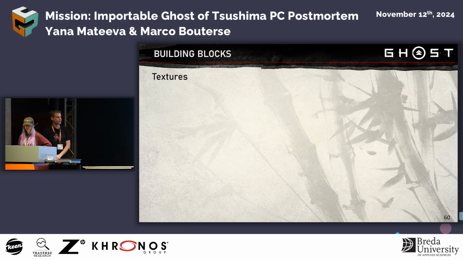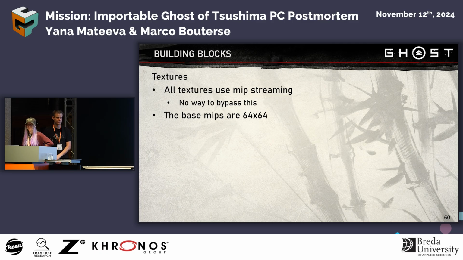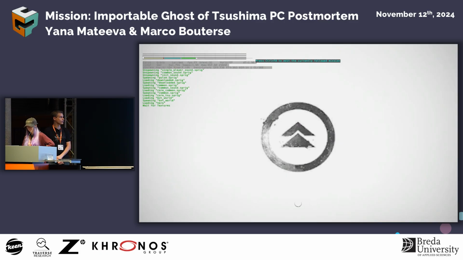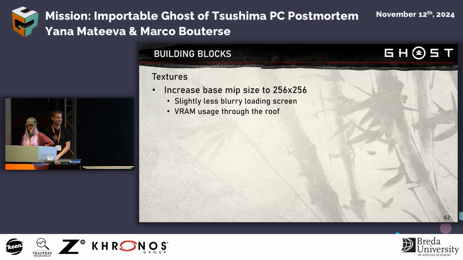So let's have a look at textures. Turns out that pretty much all textures in this engine use MIP streaming, and there's not really an easy way to bypass this. And the base MIPs are only 64 by 64. So to avoid having our eyes bleed every time we look at the loading screen, we decide, okay, let's just bump that number up a bit. So we increase the base MIP size to 256 by 256, and now we have a slightly less blurry loading screen. However, our VRAM usage is absolutely through the roof, and also the loading takes absolutely forever. So do we go back and just deal with the blurriness for now? Maybe that's the responsible thing to do.